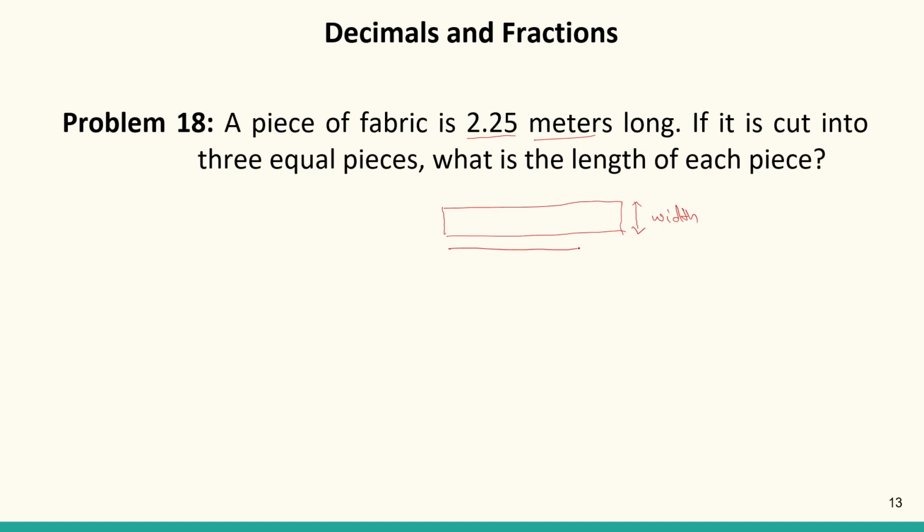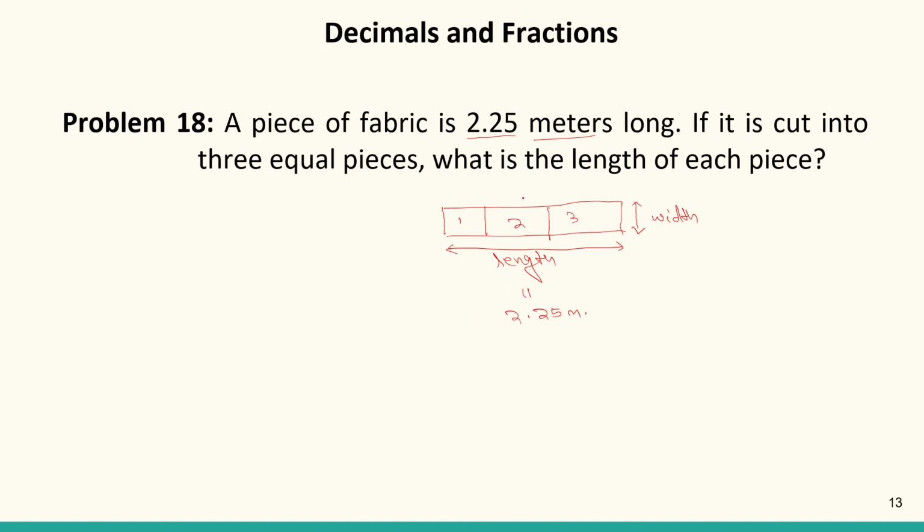This is known as the length of the cloth. So it tells us that the length is actually 2.25 meters in this case. So if it is cut into 3 equal pieces, basically it is divided into 3 equal proportions. These proportions 1, 2, 3 are equal.